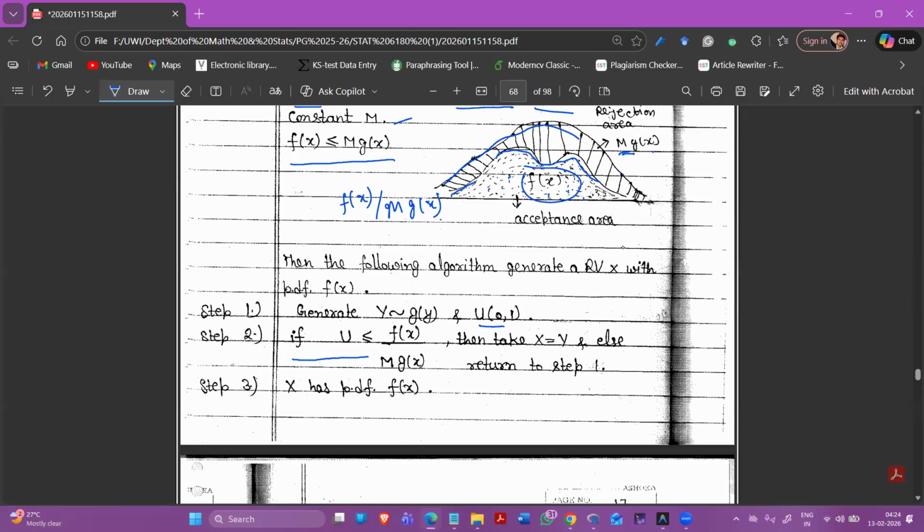Alright, if u is less than or equal to f(x) divided by M times g(x), then you take x equals y, otherwise you return to step 1. Again you generate the values from g(y) and the uniform, and check this condition again. Then you take the random sample, and x follows the pdf f(x). Okay. Are you getting this point?